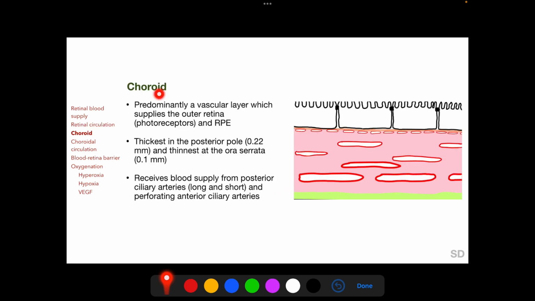The choroid is predominantly a vascular layer which supplies the retinal pigment epithelium and the outer one-third of the retina. The choroid is thickest in the posterior pole and is thinnest at the ora serrata. The choroid receives blood supply from the posterior ciliary arteries and also from the perforating anterior ciliary arteries.